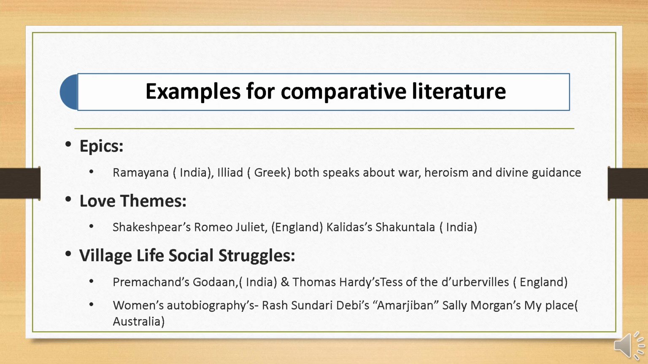Village life, stories, struggles: we can see Premchand's Godan and Thomas Hardy's Tales of Dublin, England. Women's autobiographies like Rassundari Devi's Amar Jiban and Sally Morgan's My Place, Australia. All of these are examples of comparative literature.